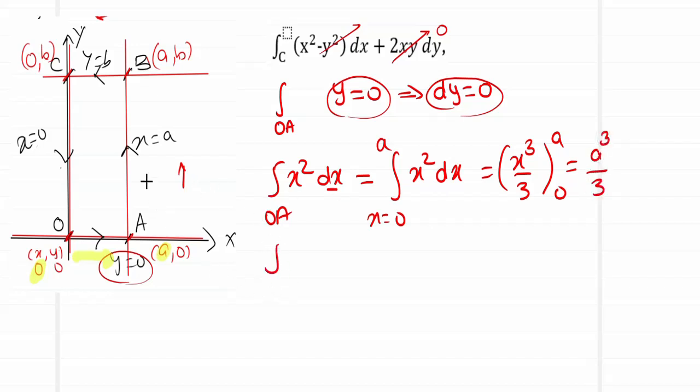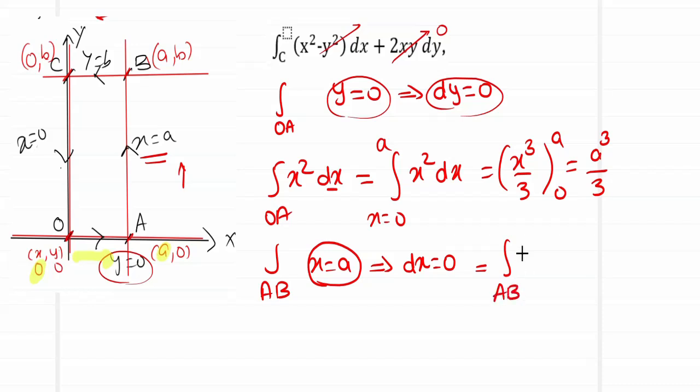Now let us move to the second line. Along the line AB, what is the equation of the line AB? The equation of the line AB is x equal to a. Differentiating on both sides, I have dx equal to 0. We will have to substitute all these quantities into the original expression. When I substitute dx equal to 0, this part will vanish, and what will be left is only this part here. So you will have the integral over AB of 2 times x, where x is replaced by a, and you will have y dy.